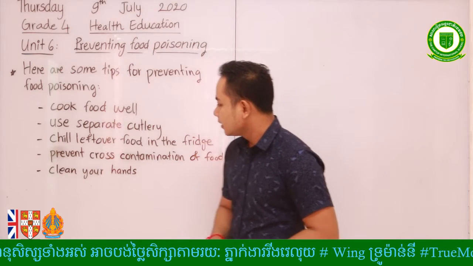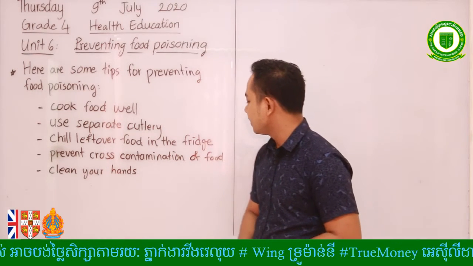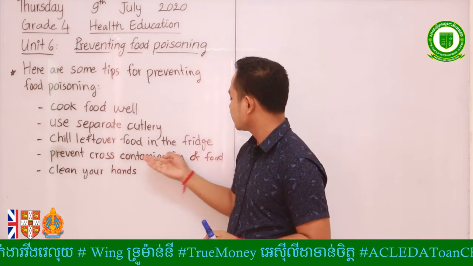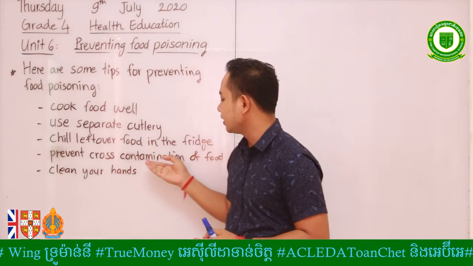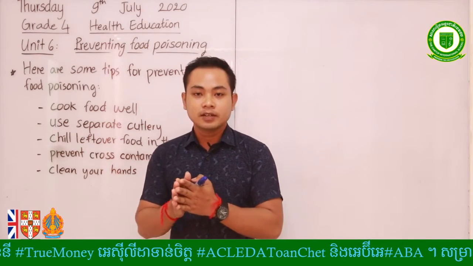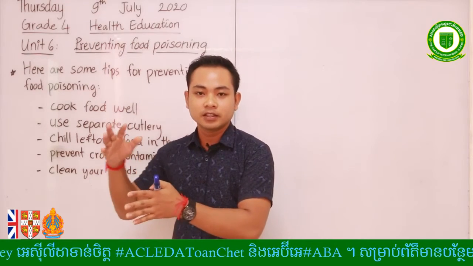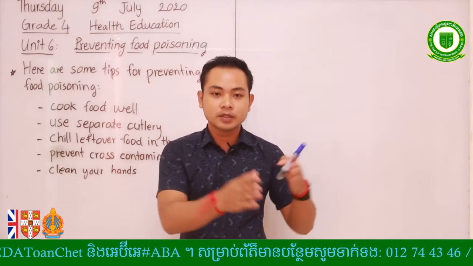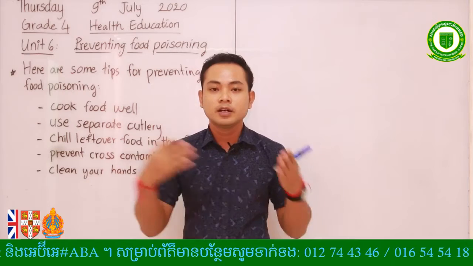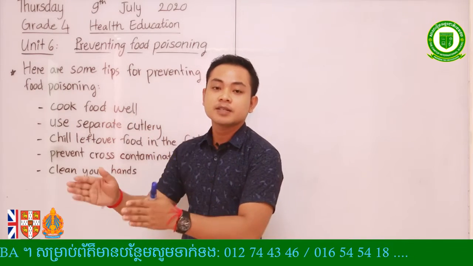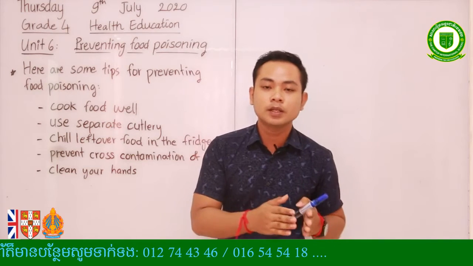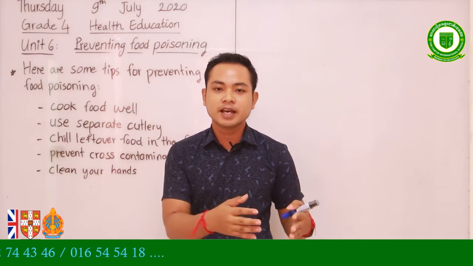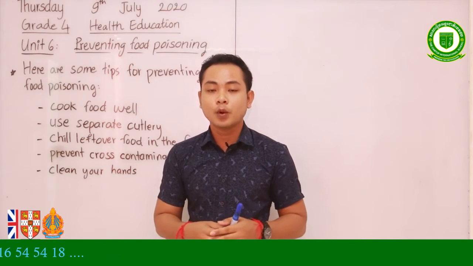The other one is to prevent cross-contamination of food. Try your best to prevent cross-contamination of food. Cross-contamination is when the germs in one food cross from one to another. Some foods you should not put together or mix together. Keep them safe in separate places so that when you are eating, you will not get germs from that food mixed in, because when you eat it, you will get food poisoning too.